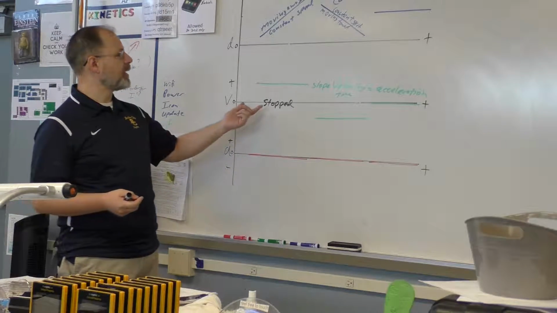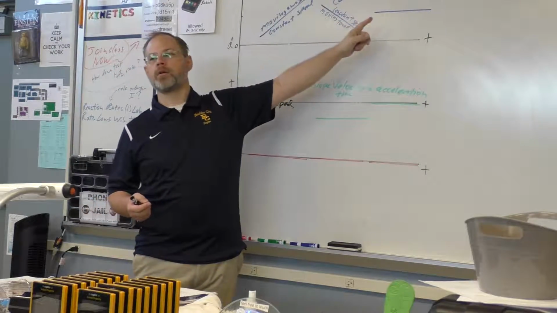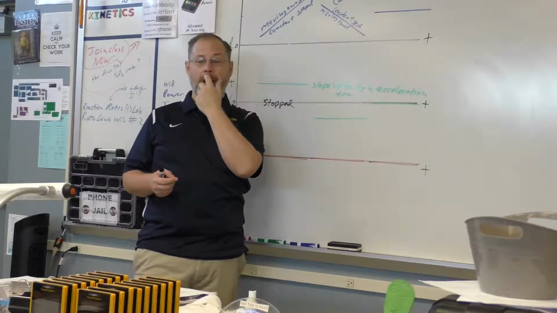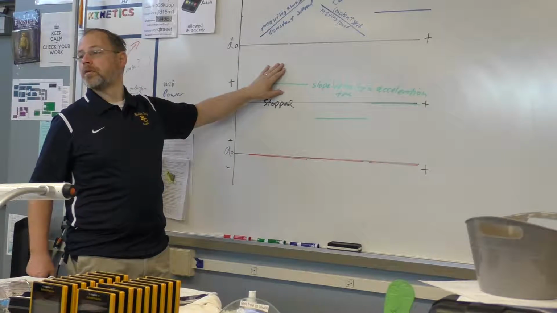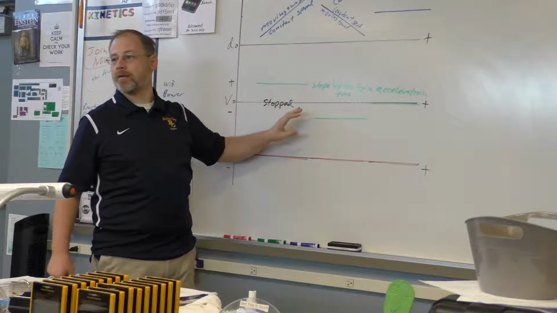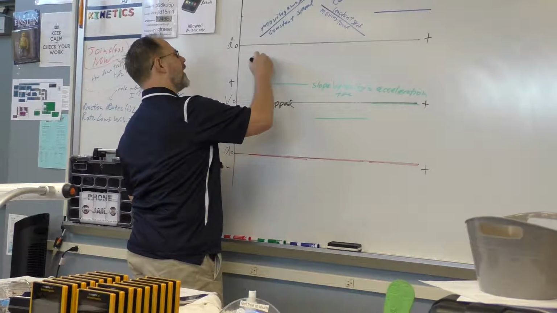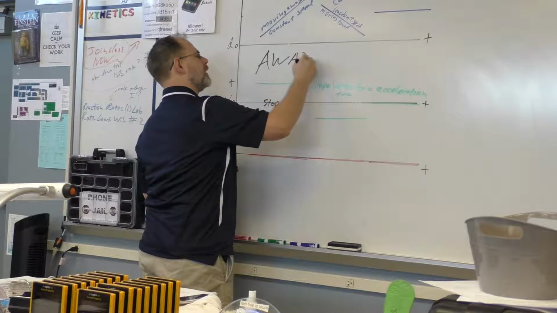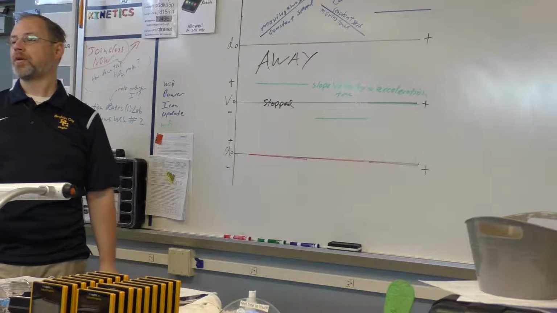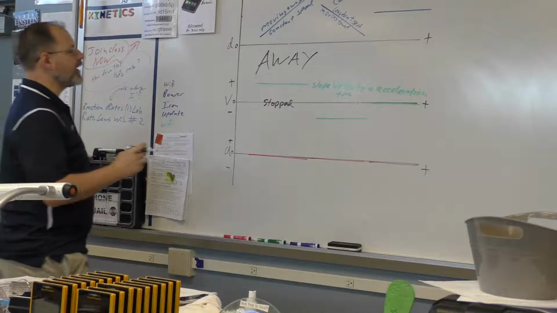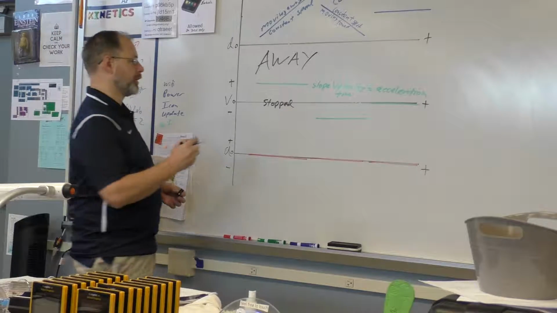And it should make sense, if you're stopped, which of these lines matches a stopped motion in displacement? Which one, 1, 2, or 3? Three. The horizontal line? Okay. Now, you said moving away is positive, and moving towards is negative, which should make sense. So if we labeled this, the entire positive zone in our velocity time curve is away, and the entire zone in the velocity time curve that is negative is toward.